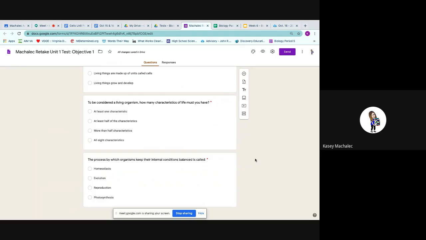To be considered a living organism, how many characteristics of life must you have? At least one, at least half the characteristics, more than half, or all 8 characteristics. So how many characteristics of life, those HOGRACER terms, must you have? 1, half, more than half, or all 8?